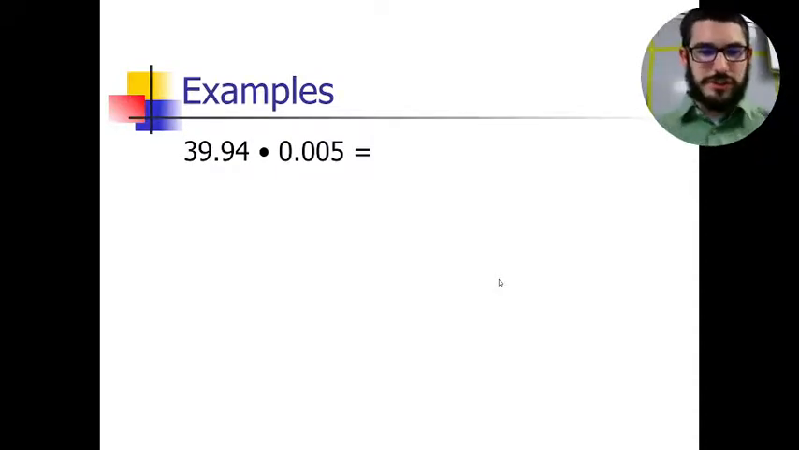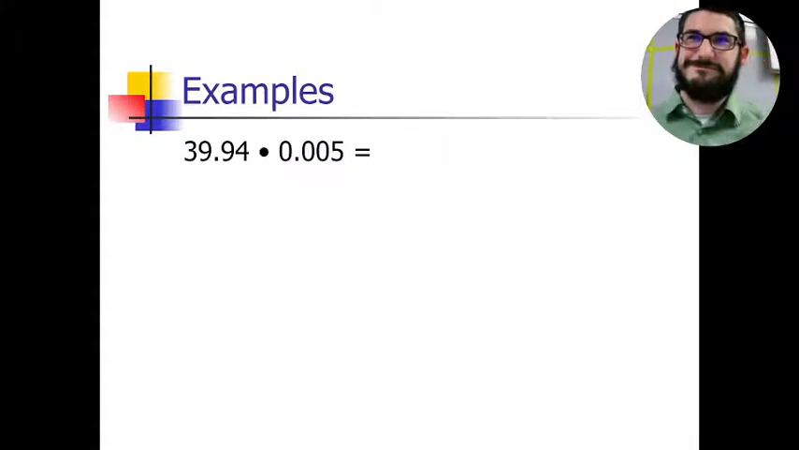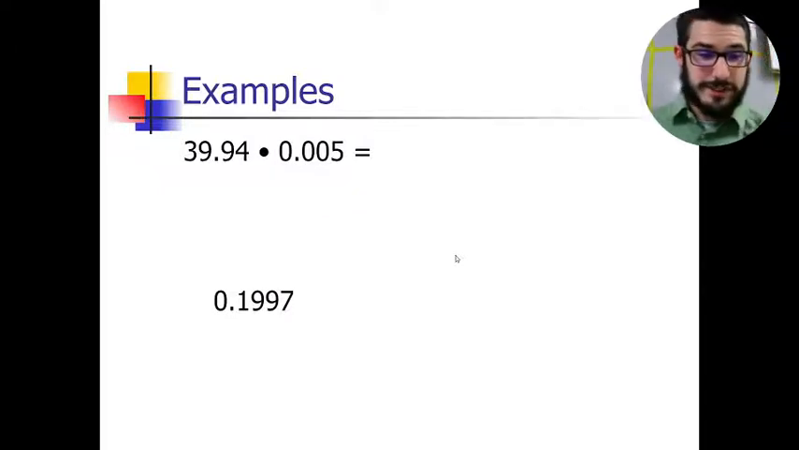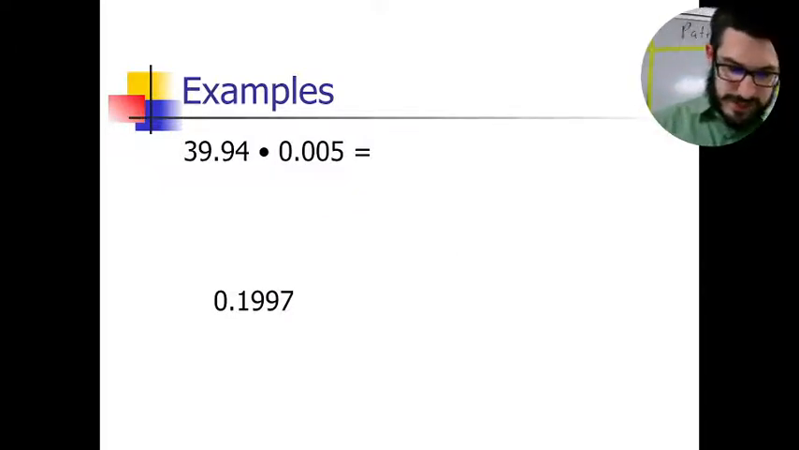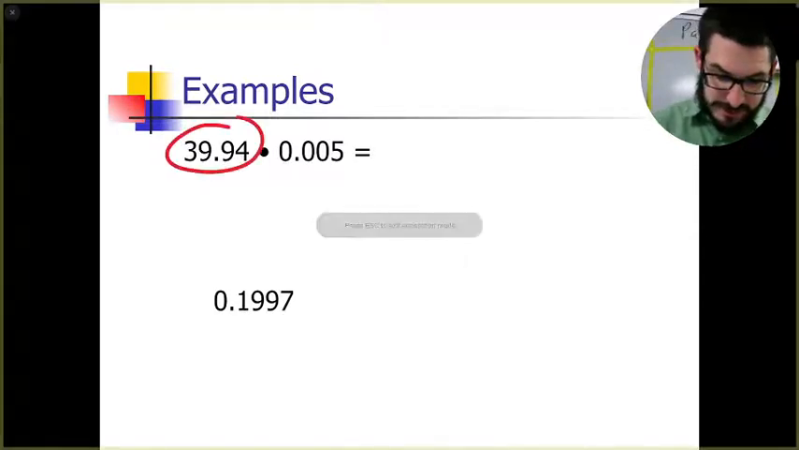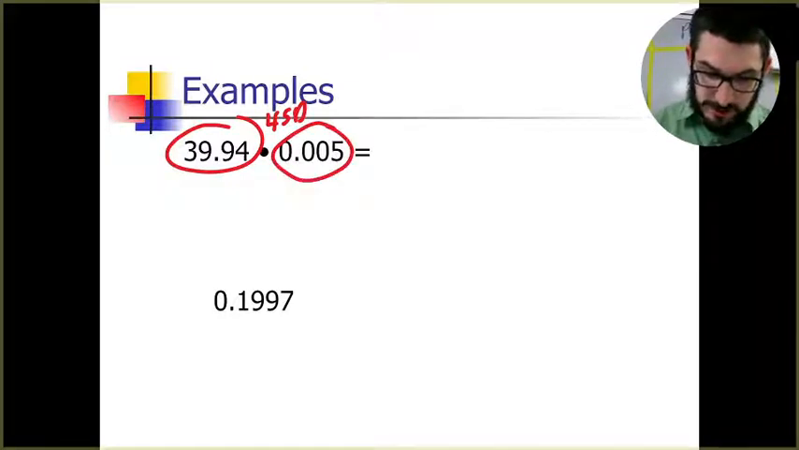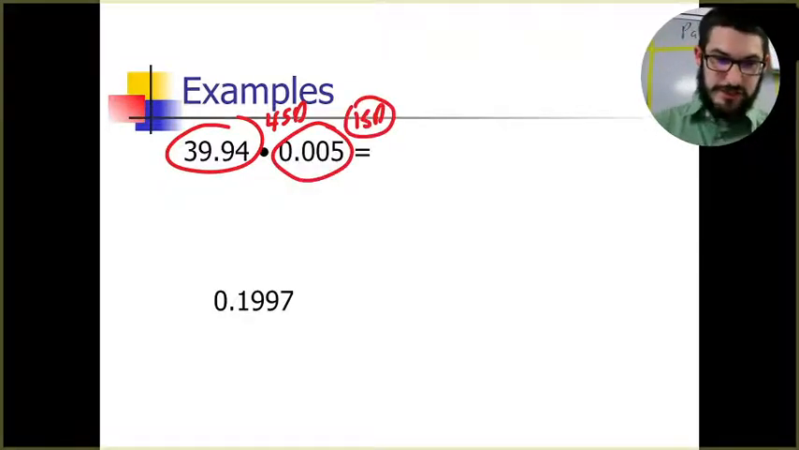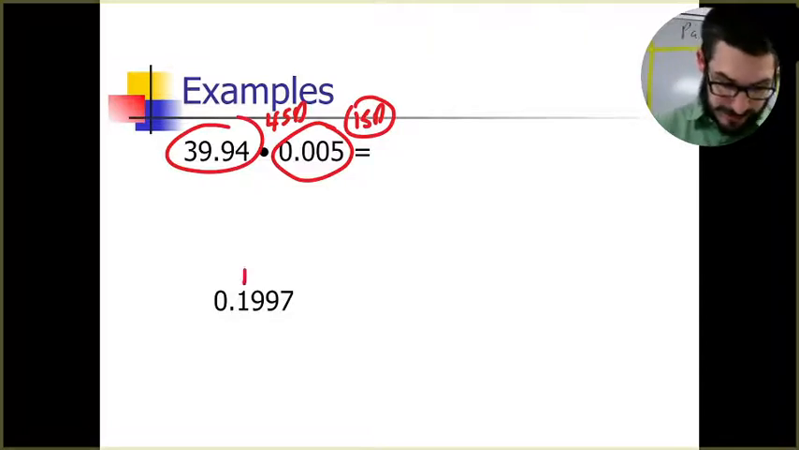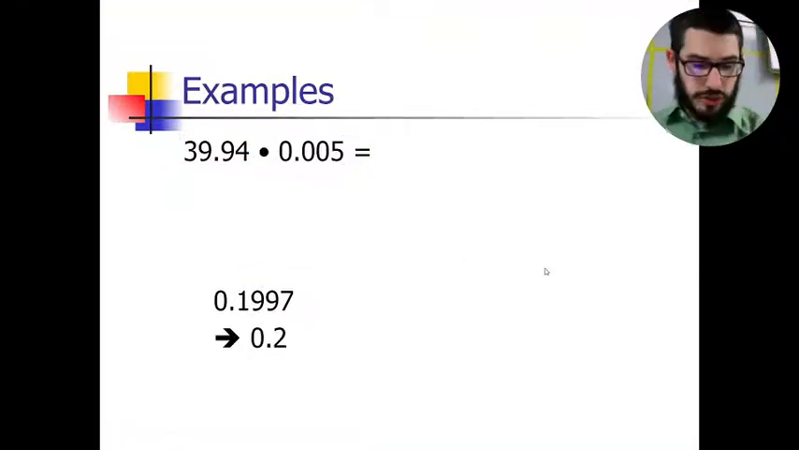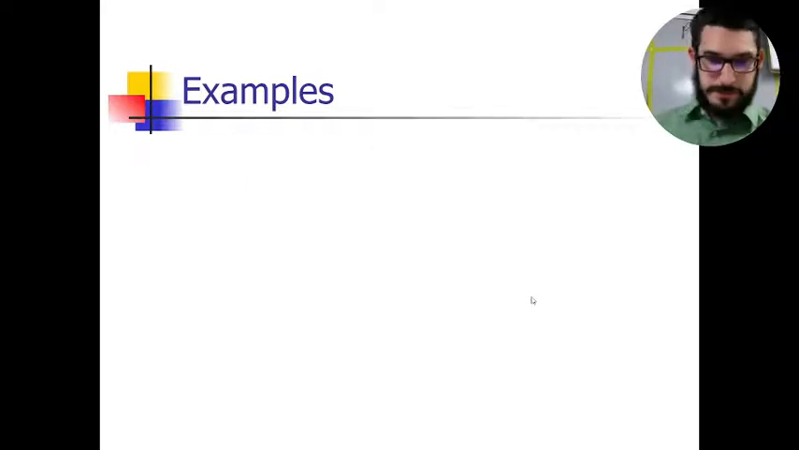Okay, then next example, go ahead and see if you can tackle this one. Pause the video, see what you get. All right, when I calculate this out, I should get an answer of 0.1997. When I take into consideration my significant digits, I've got 4 significant digits on that first number, and my second number only has 1 significant digit. So since I can only have 1 significant digit, I'm looking right there. The 9 will round it up to a 2. So I'll end up with 0.2 as my final answer.